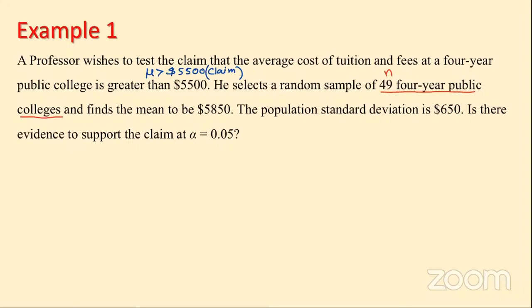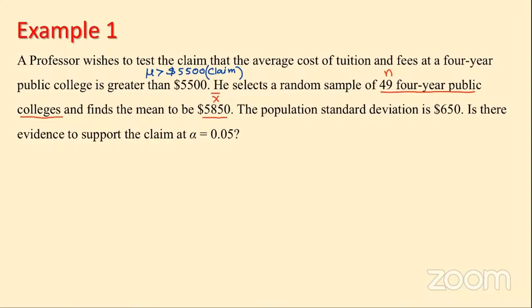And you can see that n is greater than 30. Do you see that? n is greater than 30. That means the sampling distribution of the sample mean will be normal. For those 49 4-year colleges, he found the average tuition and fees to be 5,850. That is the average of the sample, x bar.